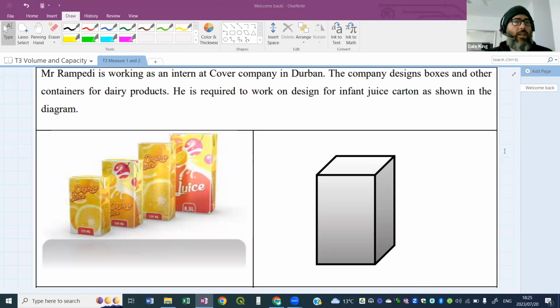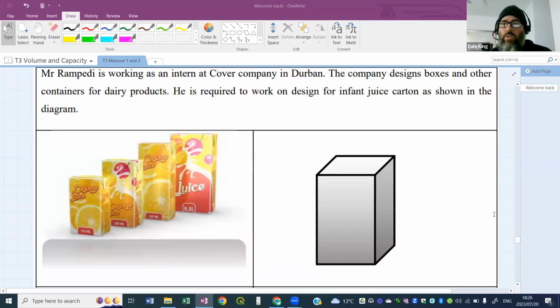Okay, so it says Mr. Rampedi is working as an intern at Cova Company in Durban. I think it should be Clover, but anyway. There is Clover in Durban, but maybe it's Cova. The company designs boxes and other containers for dairy products. He is required to work on a design for infant juice cartons as shown in the diagram. So this rectangular prism here is an infant juice carton.